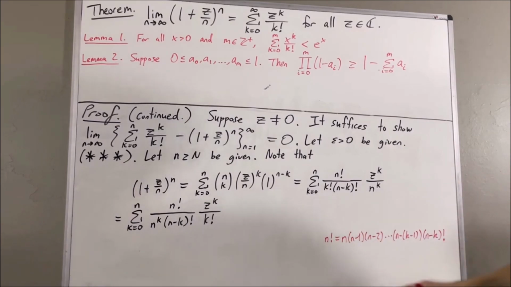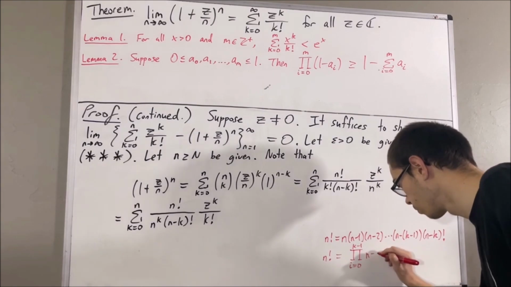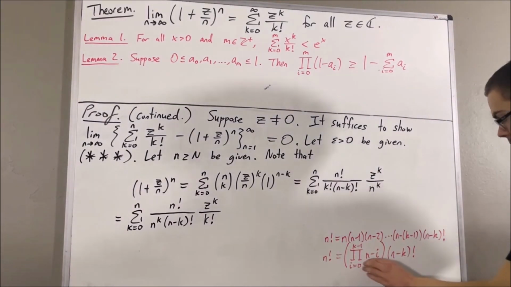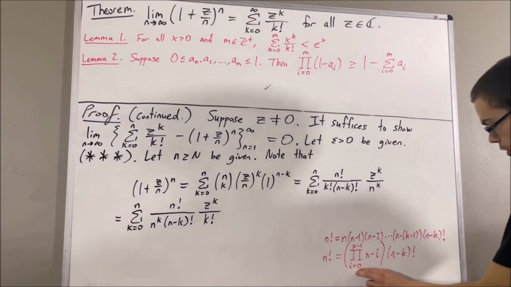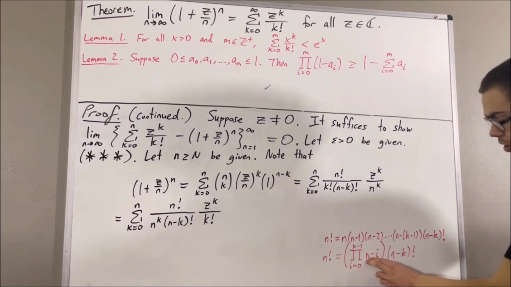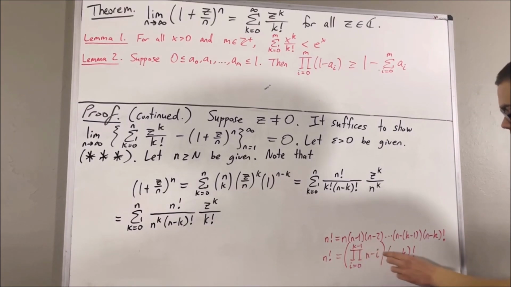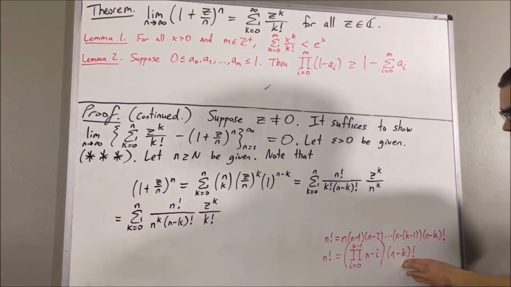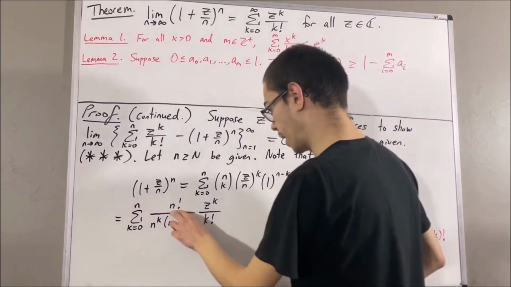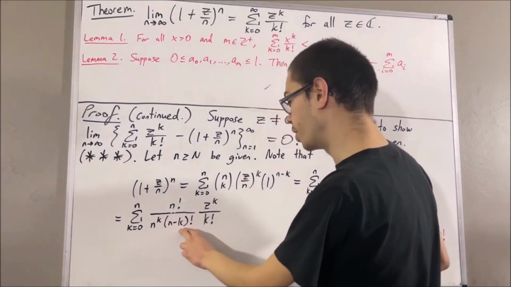Now in product notation, it's just this. As you can imagine, this product goes from i equals 0 to k minus 1. So we have n times n minus 1 times n minus 2 all the way up to n minus k plus 1 times n minus k factorial. It's precisely the same as what we have above. So this is just re-expressing n factorial in terms of n minus k factorial.